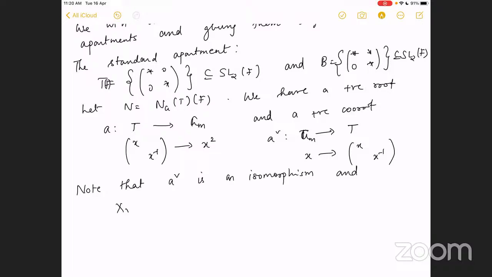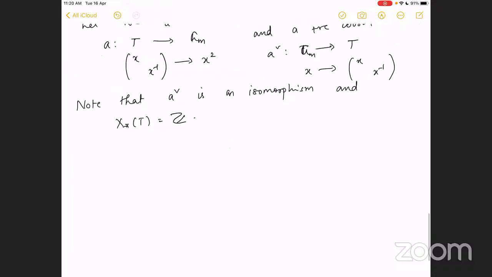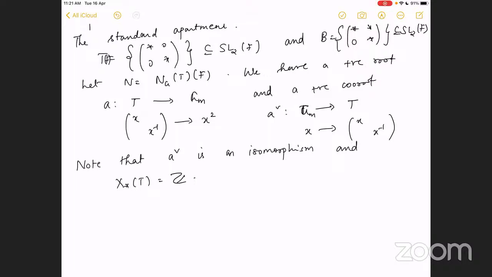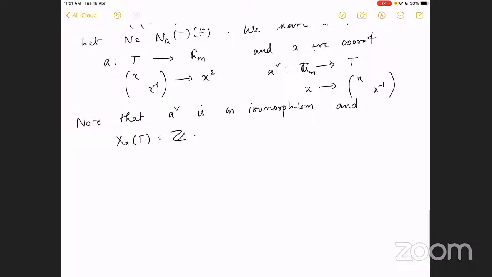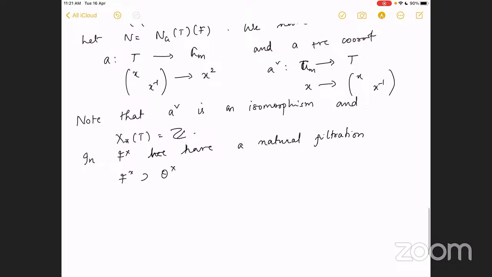And the cocharacter lattice, X_*(T), which is the set of all Homs from G_m to T, is basically Z. Now, I've already said that T is isomorphic to G_m, so T(F) is isomorphic to F cross, and in F cross we have a natural filtration. It's given by F cross containing O_F cross, containing 1 plus P_F, containing 1 plus P_F squared, and so on.